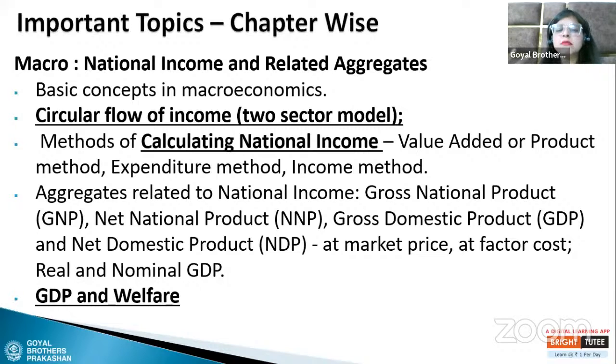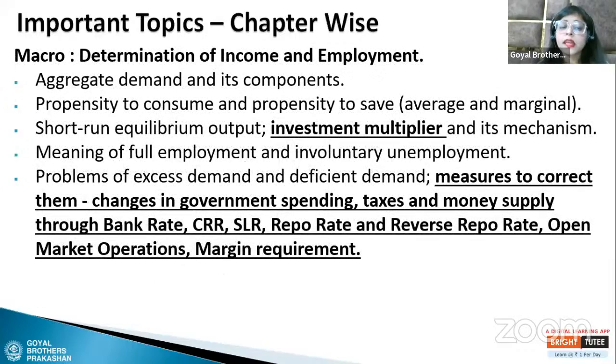These are just samples on which you actually need to focus a lot. I will suggest you read all the concepts, but specifically these concepts you have to go through. Then if we go by determination of income and employment, these are the various topics in the syllabus. That is aggregate demand and its components, MPC, MPS, APC, and APS, equilibrium output through the Keynesian, classical, as well as modern approach.